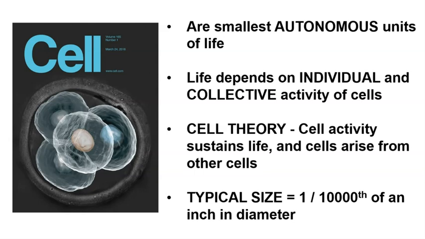Cell theory is the theory that states that all living things, at least that we know of on Earth, are composed of cells. And cell theory is supported by the fact that all of the living organisms that we have discovered so far are composed of cells. And we see that cells can only arise from other cells. The cell is quite small. The typical size of a cell is about 1/10,000th of an inch in diameter.